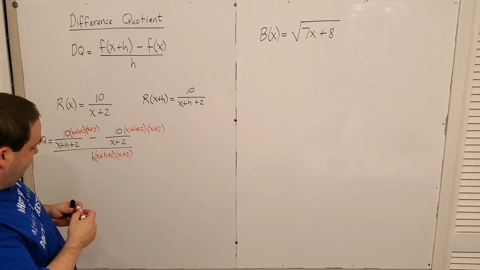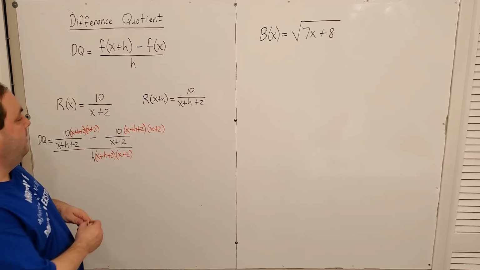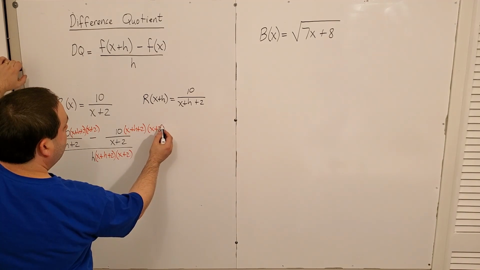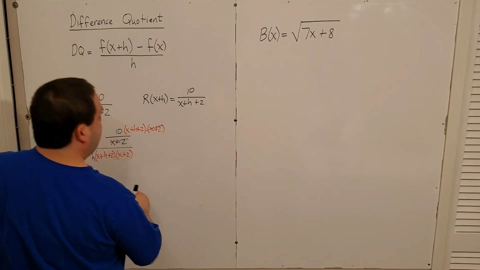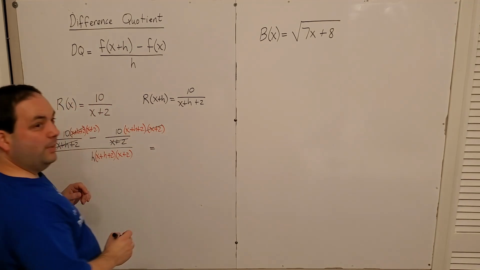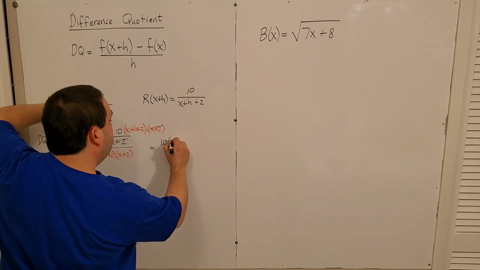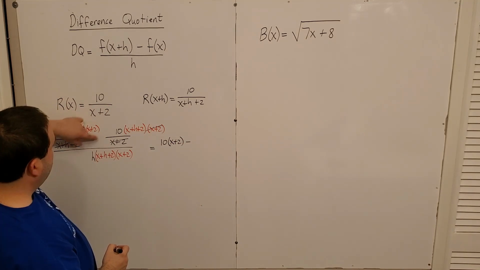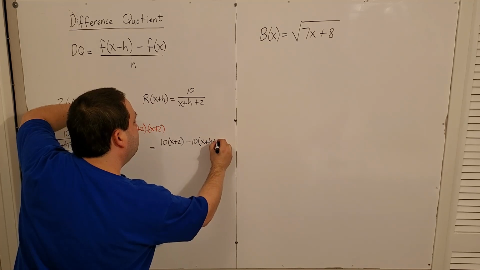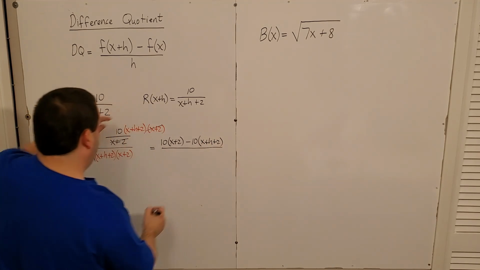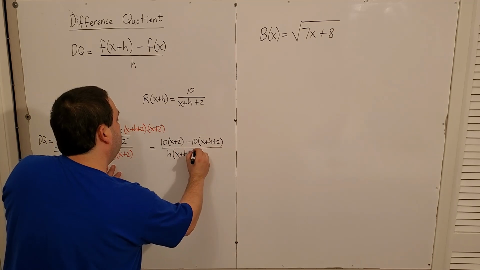Okay? Now what does that do for me? Well, this is multiplication. This is division, right? That leaves me with this. This goes away with this. This goes away with this. And so it simplifies this numerator quite a bit. I have 10 times x plus 2 right here, minus 10 times x plus h plus 2. And then the denominator got a little bit worse, but not so much that I couldn't do something with it.